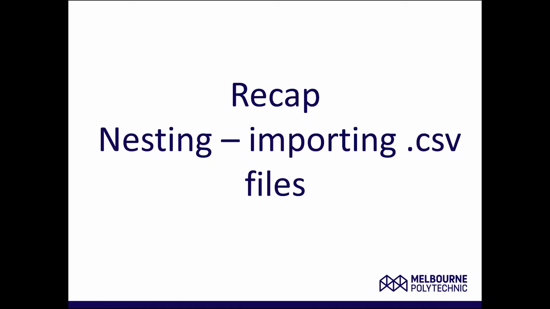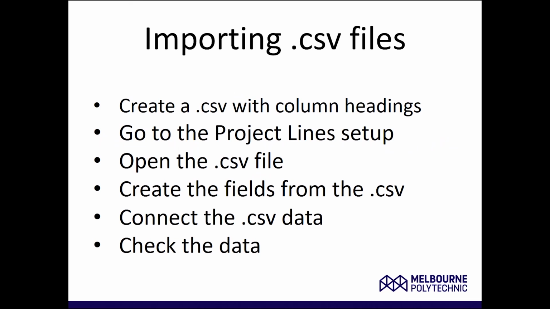Then we open up our bEst and go to the project lines setup, link that up by opening the CSV file that we've created. Import the fields, so I think it's create fields from the CSV file, and connect the data in the CSV file to the bEst application, and then we can run a check on the data. Once we know that data is coming in a format that we're happy with, we can then go back to the nesting application, create a new project, import that CSV file, and that should show up with all the articles that we need for processing our job. You can then nest that and run it on your machine like you normally would.